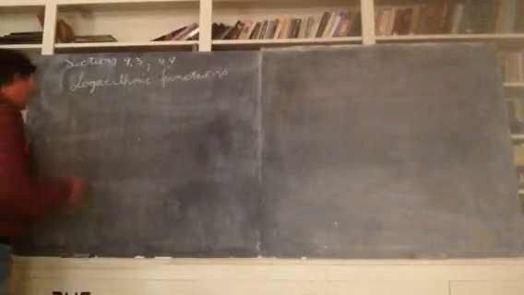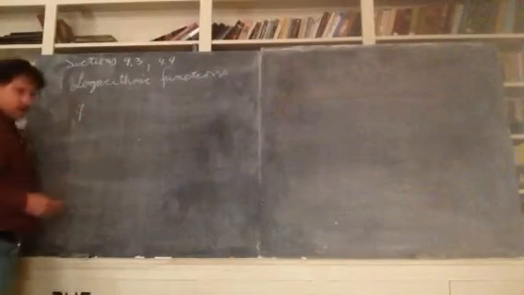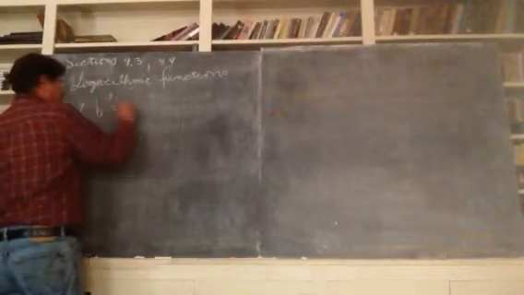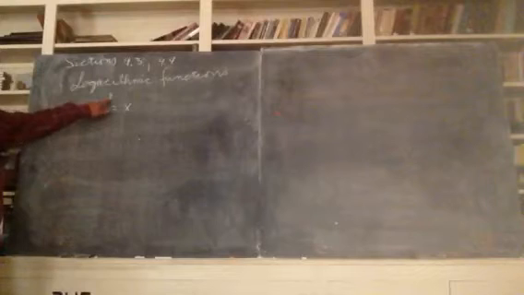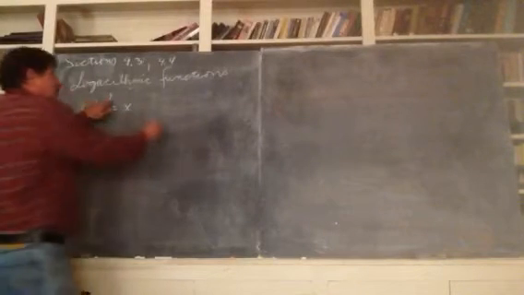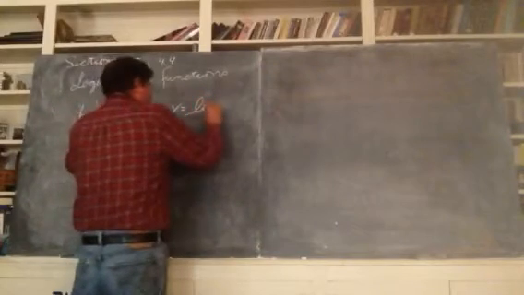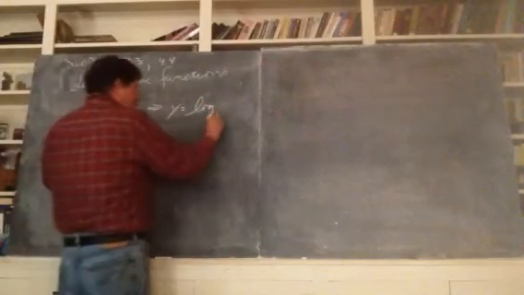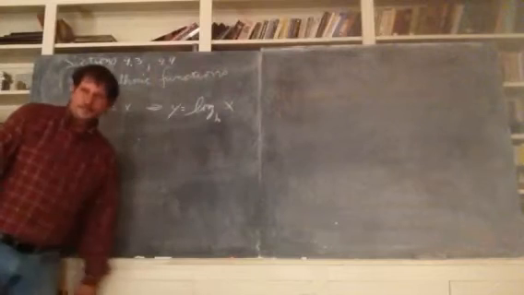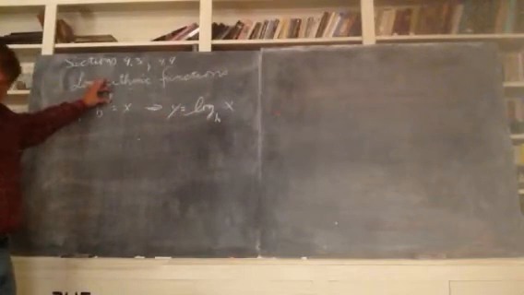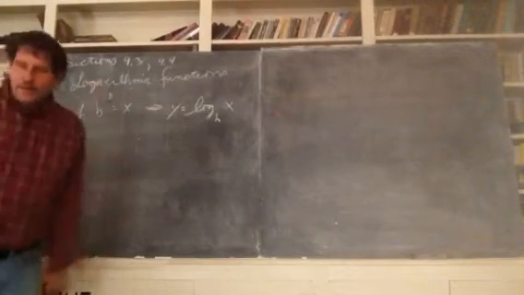So here's how it starts. If you have a base raised to some power equals x, well, that's what we're interested in. That's what the logarithm is. This means y is log base b of x. A logarithm is an exponent. It's just an exponent. It's a way to express exponents. The exponent is now the logarithm in the variable.